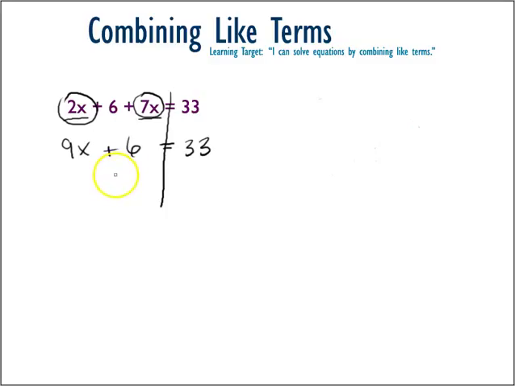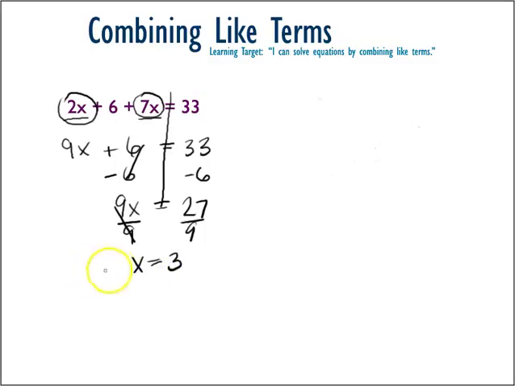So a lot of the new things I'm showing you, which may not even feel that new to you, just bring us down to a two-step equation all the time. So now we subtract 6 on both sides. We get 9x equals 27. Divide by 9. That leaves you with x equals 3.